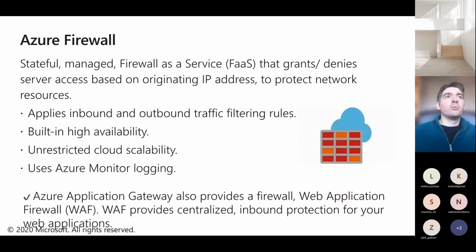So Azure Firewall is a stateful managed firewall as a service, which they use the acronym FAAS, and this grants or denies server access based on the originating IP address. So the address that's linked to your computer, specifically that machine, and this is to protect network resources. This applies inbound and outbound traffic light filtering rules. So it comes here and it either hits the green, amber, or red traffic light, amber being under investigation, red being banned.